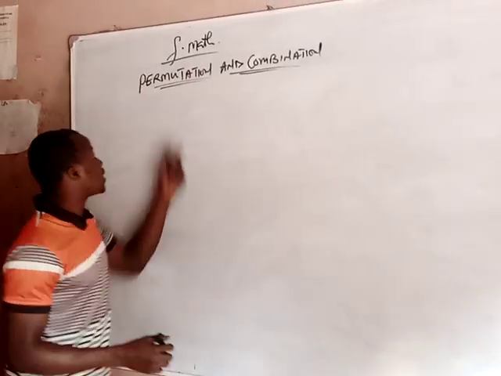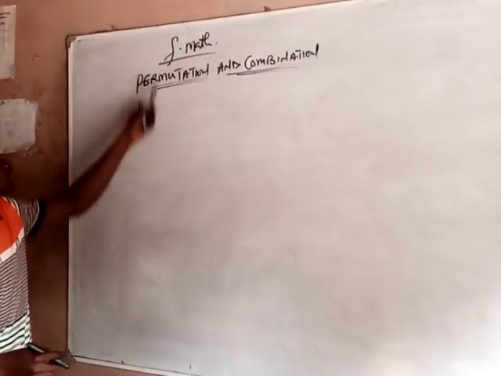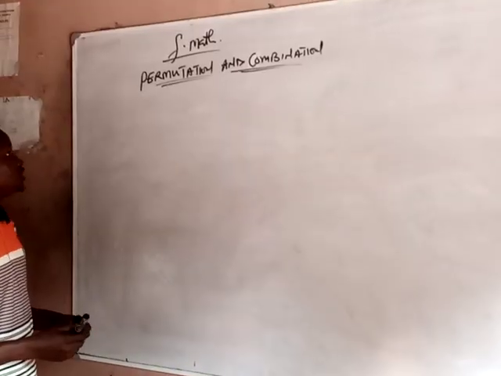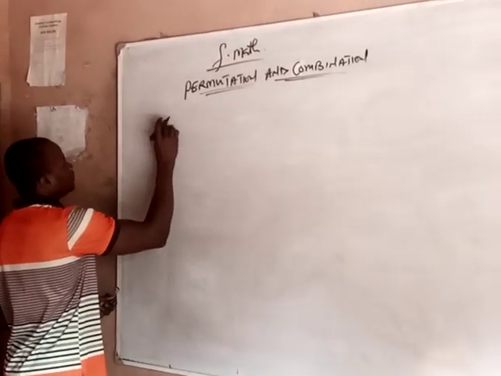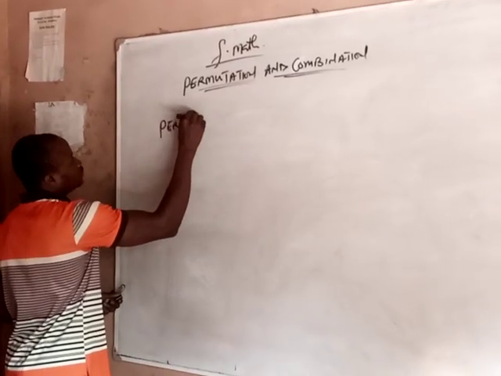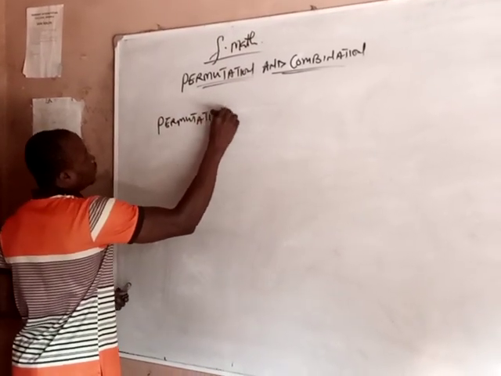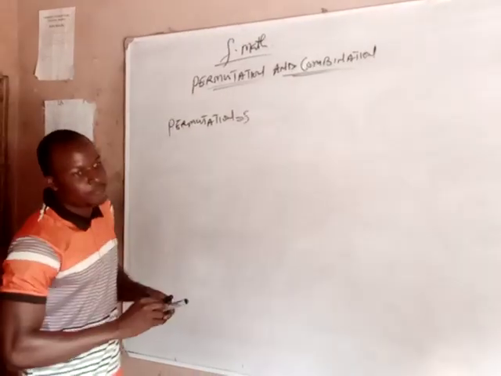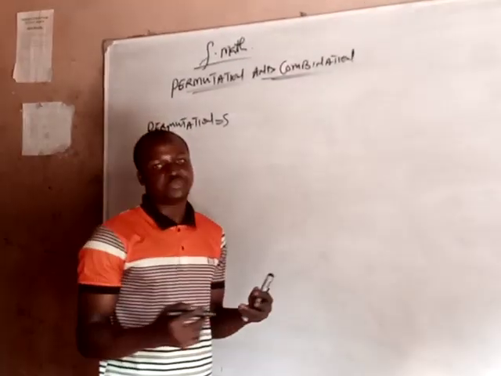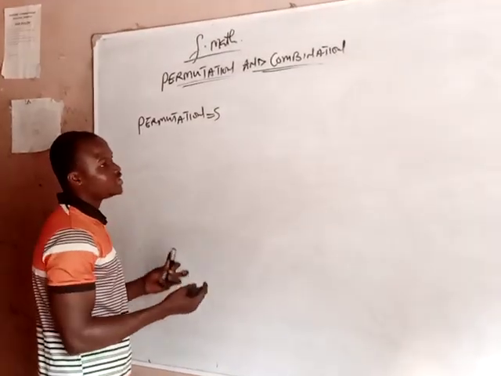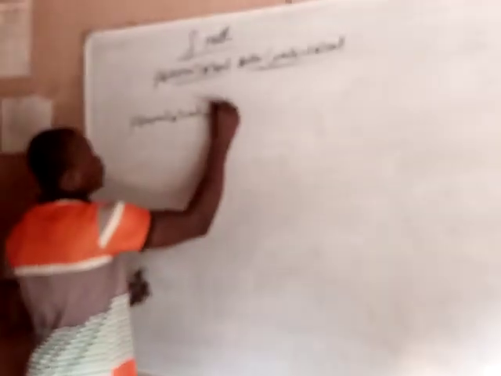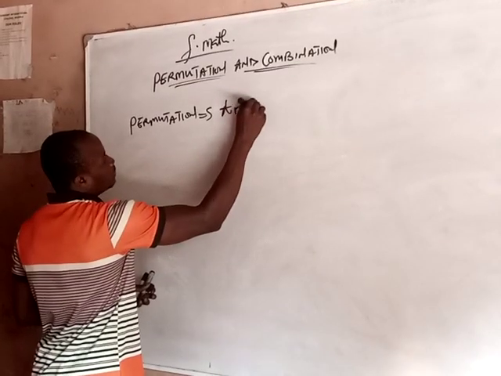In this video, we are going to look at this topic in further mathematics: permutation and combination. When we are dealing with permutation, we are talking of arrangement. Whenever we are talking of arrangement of anything, arrangement of numbers, arrangement of people, anything that deals with arrangement, we are talking of permutation.